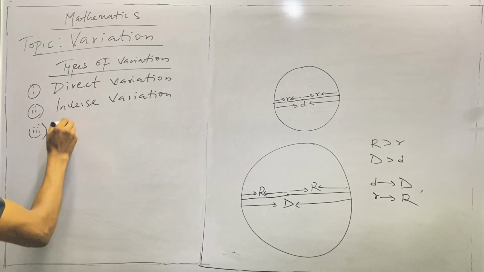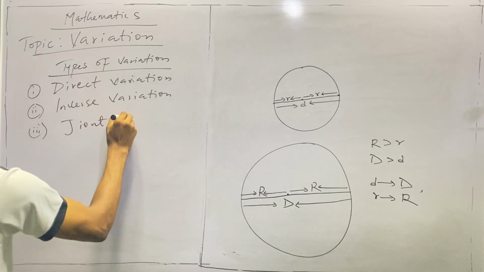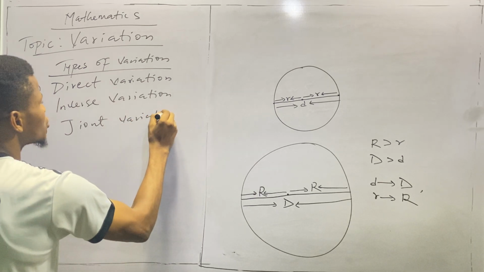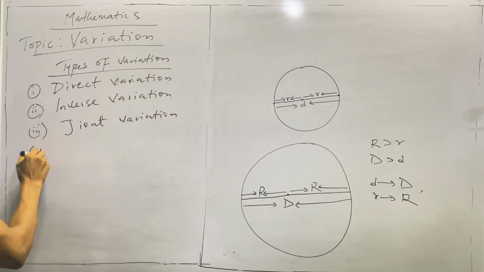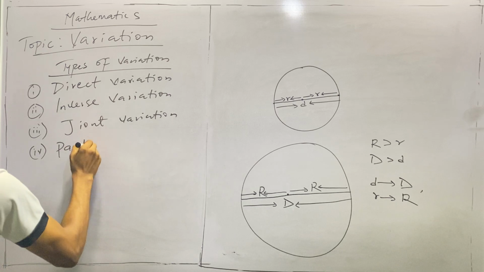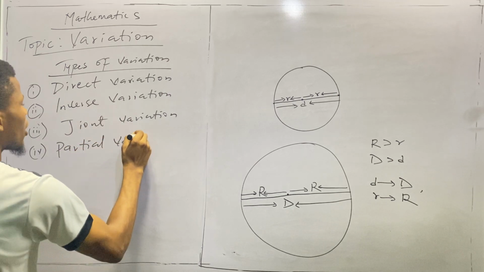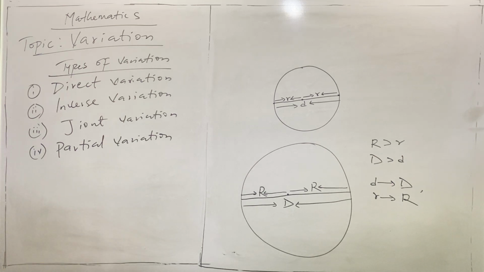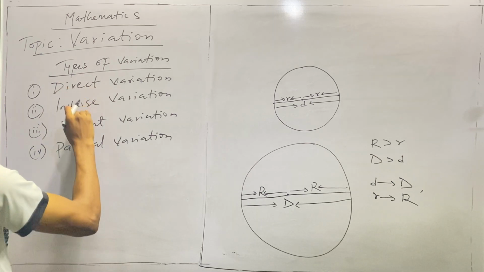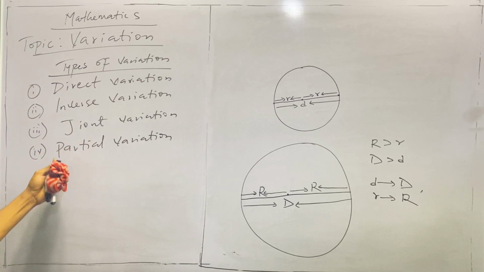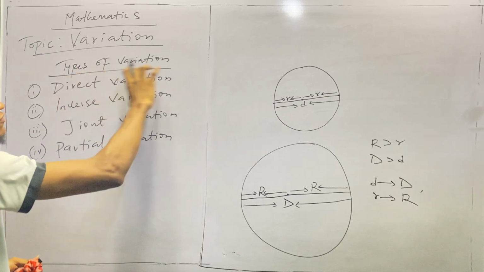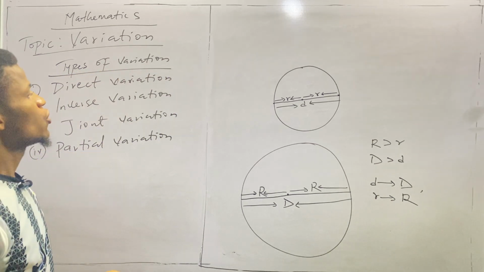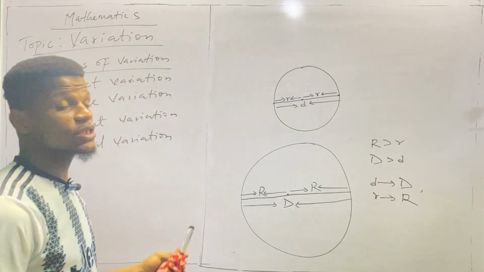Then the third is joint variation. And the last but not the least is partial variation. Of course, basically, variation is either direct or inverse. So joint and partial are extensions of these two variations. So we are going to elaborate each and every one of them.